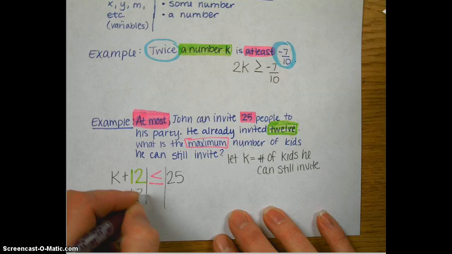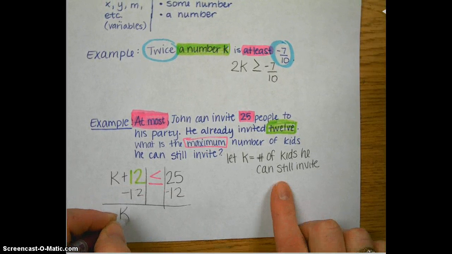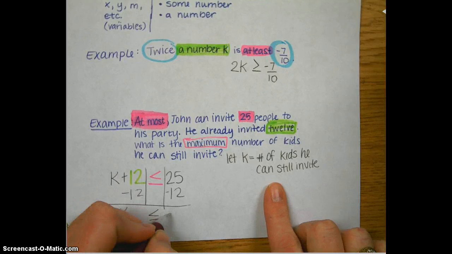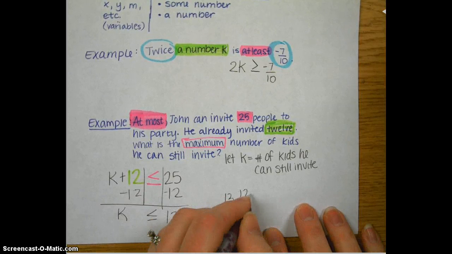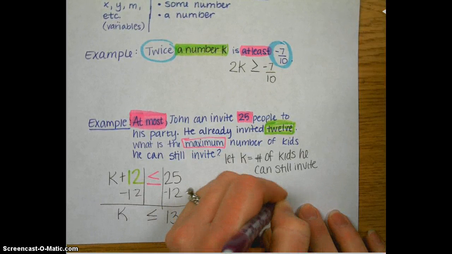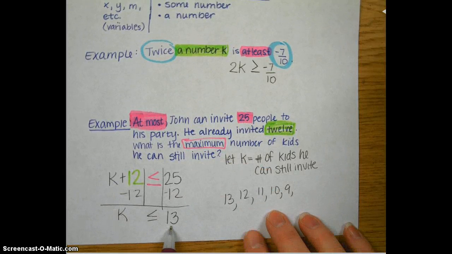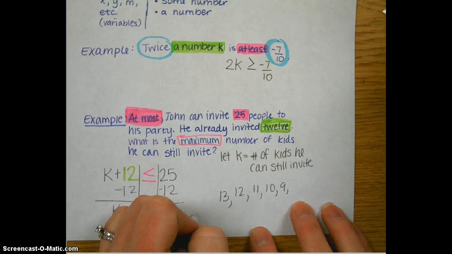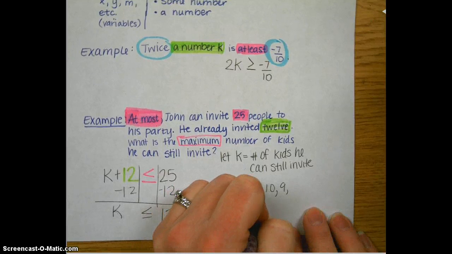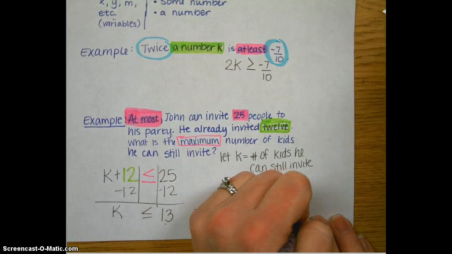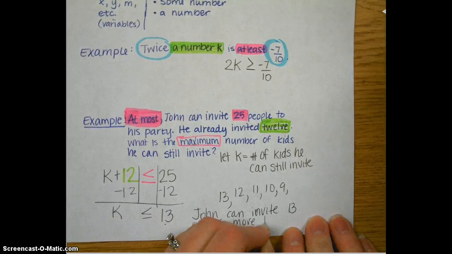To figure out, you probably already did it in your head, what we can do is subtract 12 on both sides. And k, which is the number of kids he can still invite, has to be less than or equal to 13, which means he can invite 13 kids, 12 kids, 11, 10, 9. Anything that is less than or equal to 13 would be your solution. So you put John can invite 13 or less more kids to his party.